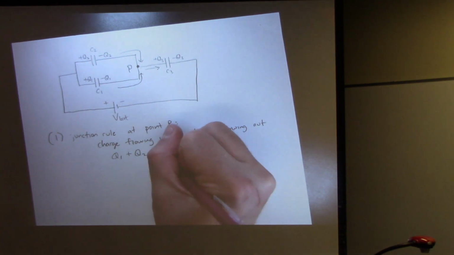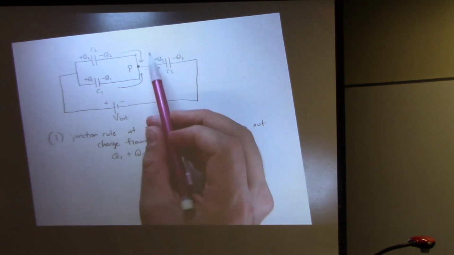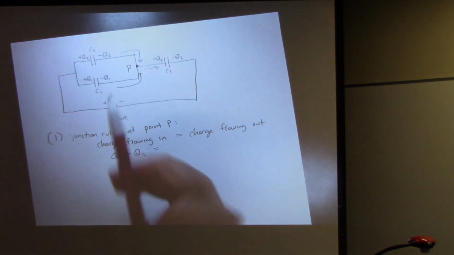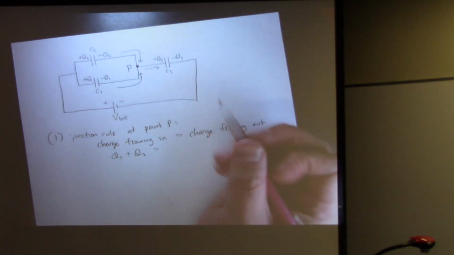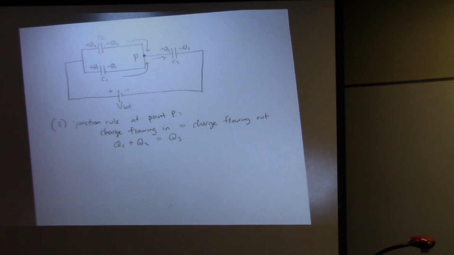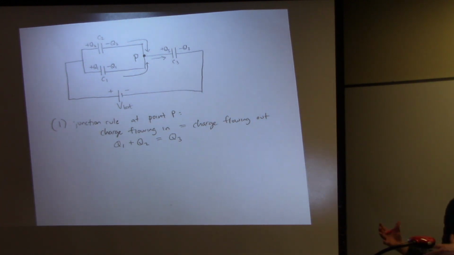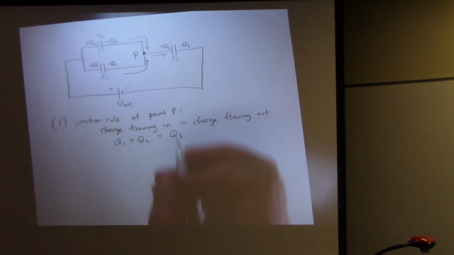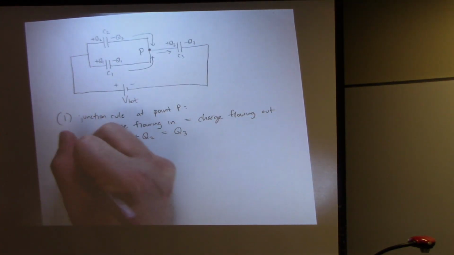And then the charge flowing out of point P would be going to the positive plate of capacitor number 3. So that would be Q3. So it's the same kind of idea that we applied for currents, except just for electric charges. It still holds true, because the entire basis of the junction rule is conservation of charge. All right, that's our first equation.